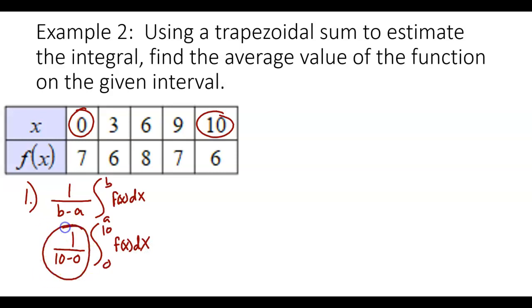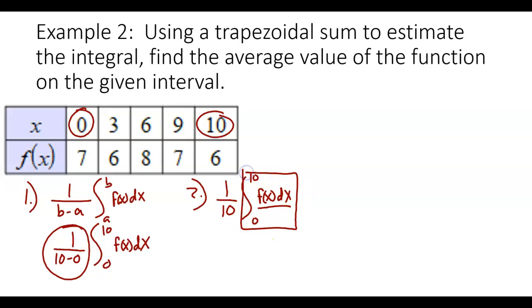Step 2, simplify your fraction there. So that's really simple to do. All right, now step 3 is to do your integration, right? But here's the problem. We can't actually integrate this. This is a table of values. So what we're going to do is we're going to estimate this using a trapezoidal sum.